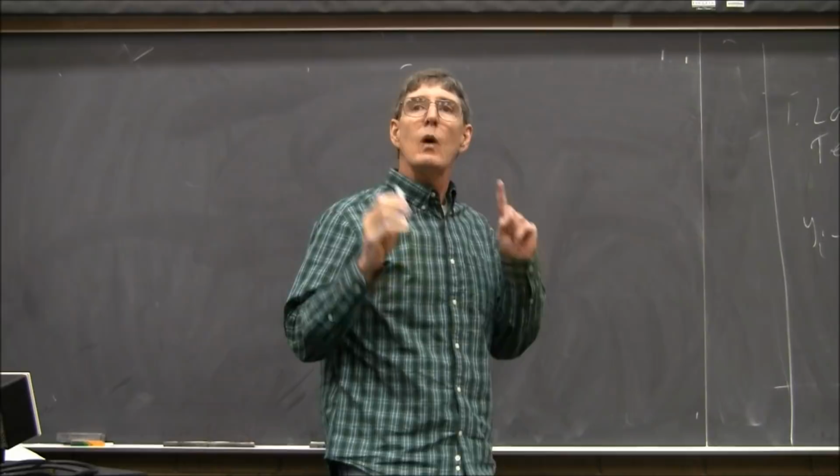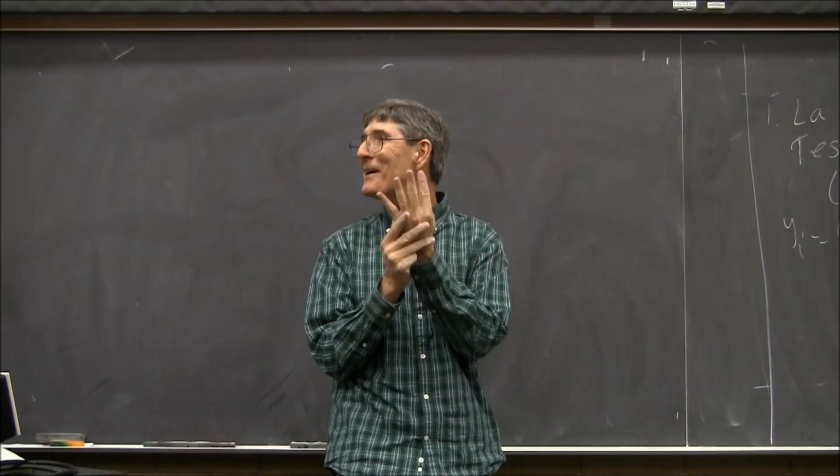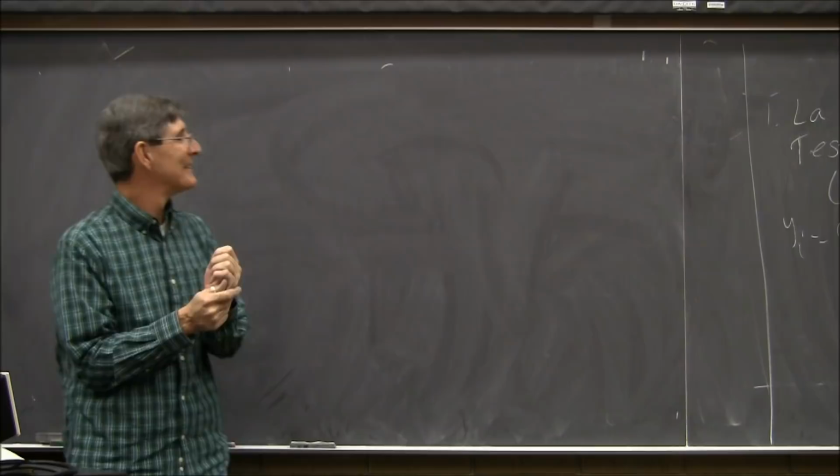So what we're going to do is we're going to parameterize the variance. We're going to write down a model of the variance that reduces the number of parameters. We're going to have four different models of the variance.